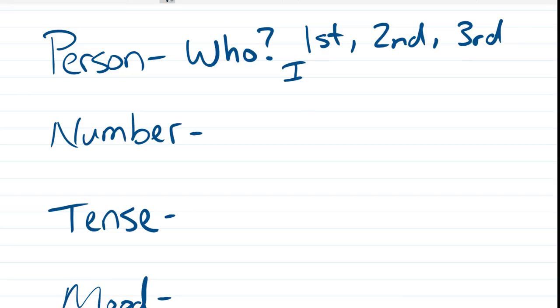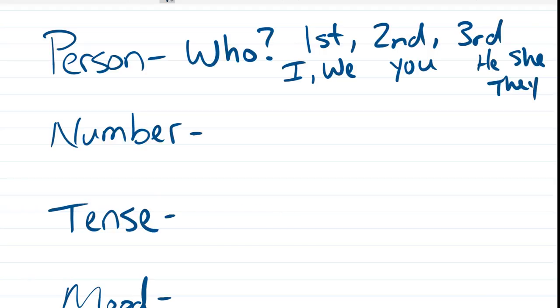So first person would be like I, or we. Second is always you or you plural. And third would be someone like he, she, or they. Okay. First person is the speaker is doing the speaking and they're referring to themselves. Second is the speaker is referring to someone directly in the conversation. And third is the speaker is referring to someone outside of the conversation.